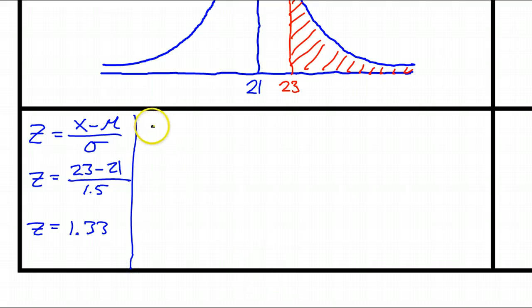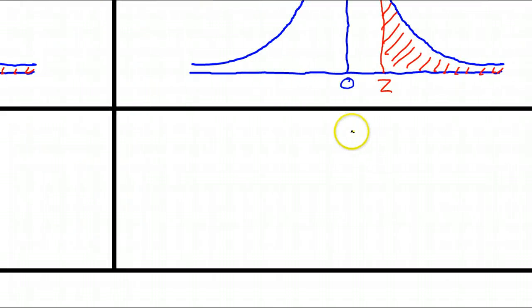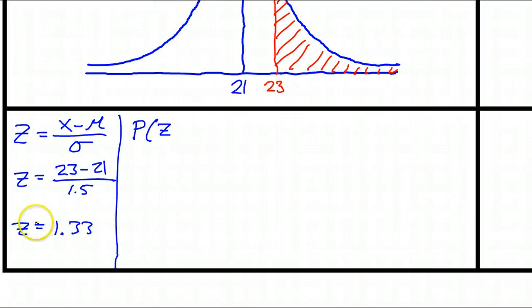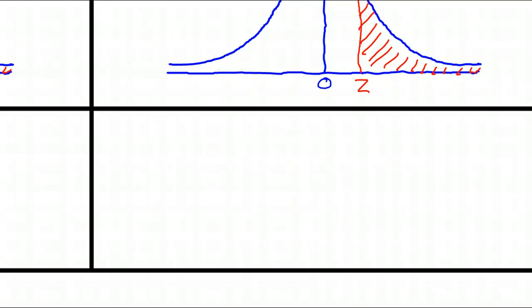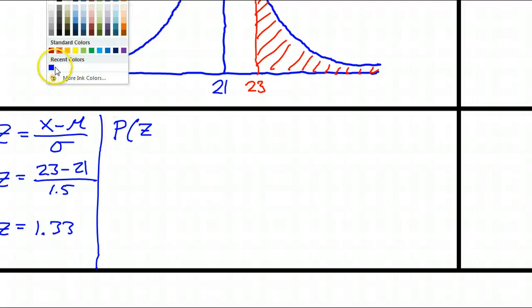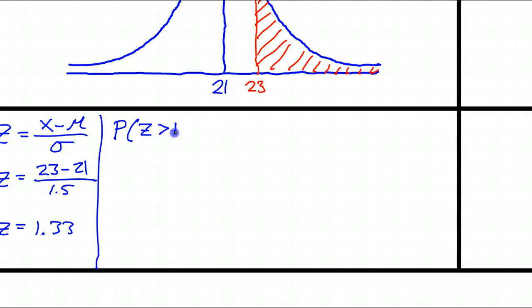So what we are looking for is the proportion of z values that are greater than 1.33. Let's put this in the picture. So the z value is 1.33. Yes, we are looking for the proportion of z values that are greater than 1.33. But there's a problem here. You've got to be very careful right now.